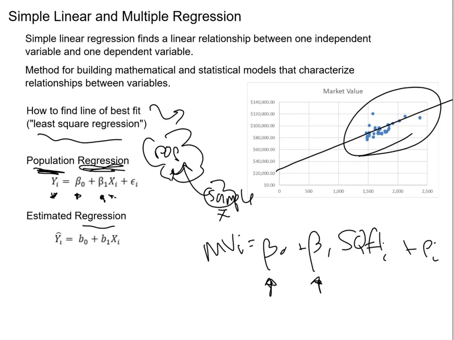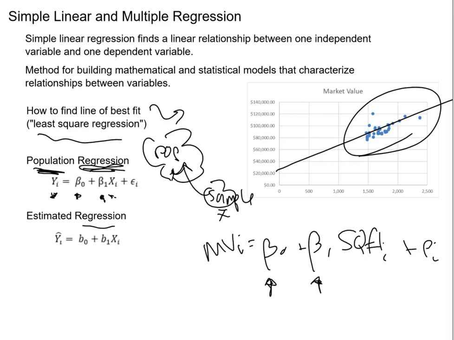But again, remember, we're talking about a population relationship here. So it is the true underlying relationship between these variables, which oftentimes we're not going to be able to observe, right? But that's what beta naught and beta 1 would be describing. They'd be talking about the relationship between square feet and the market value of a house, the true underlying population relationship between those variables. Notice none of our models are ever going to be perfect, right?